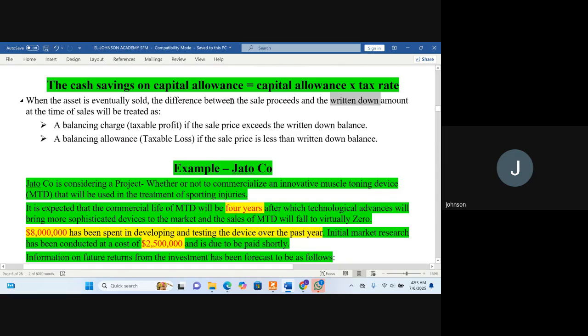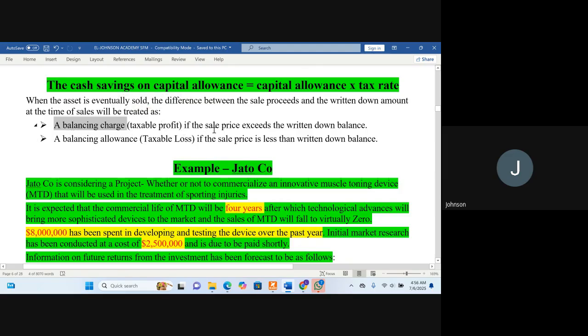What we now need to do is compare the sales proceeds to the tax written down amount of that asset as at the time it was sold. So if the sales proceeds are higher than the tax written down value of that asset, we have what we call a balancing charge, meaning that there was a profit on that sale. Therefore, we need to pay tax on that profit. So a balancing charge means a taxable profit.